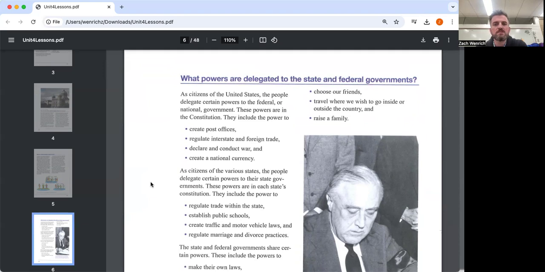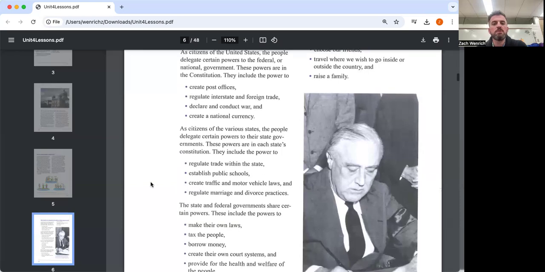As citizens of the United States, the people delegate certain powers to the federal or national government. These powers are in the Constitution. They include the power to create post offices, regulate interstate and foreign trade, declare and conduct war, and create a national currency. As citizens of the various states, the people delegate certain powers to their state governments. These powers are in each state's constitution. They include the power to regulate trade within the state, establish public schools, create traffic and motor vehicle laws, and regulate marriage and divorce practices.